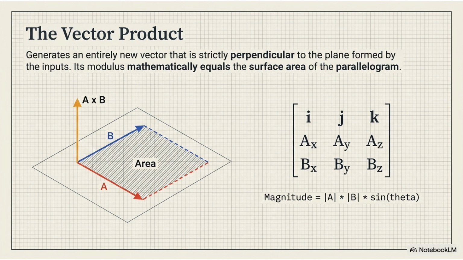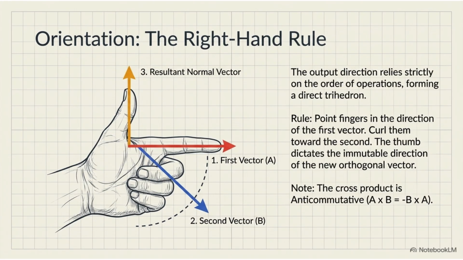The cross product. The cross product is calculated using the formula a cross b equals the magnitude of a multiplied by the magnitude of b multiplied by the sine of theta. The result is always a vector. Its direction is determined by the right-hand rule. Its magnitude equals the area of the parallelogram formed by the 2 vectors. Applications include torque, angular momentum, and magnetic force.